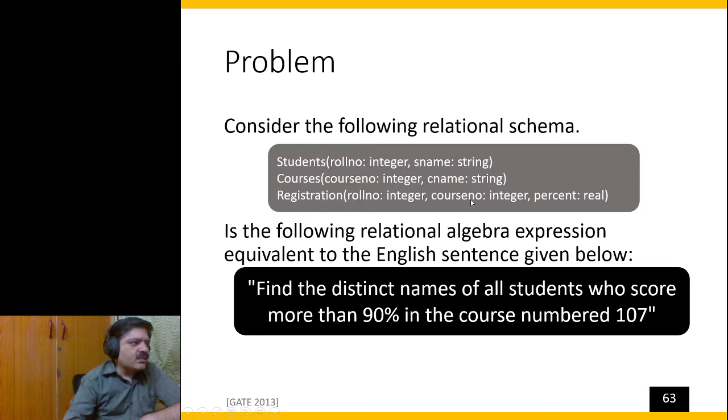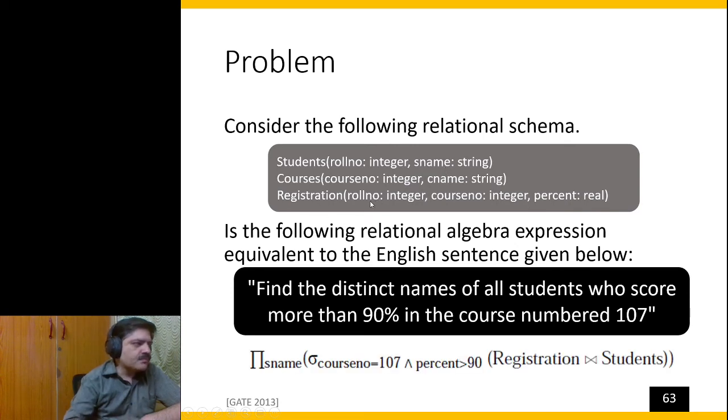So the registration information has a course number and the percent, and we want all such student names or student roll numbers. So in this case, distinct names is asked. So we want the name. So we go back to the students relation to get that name. So look at this.